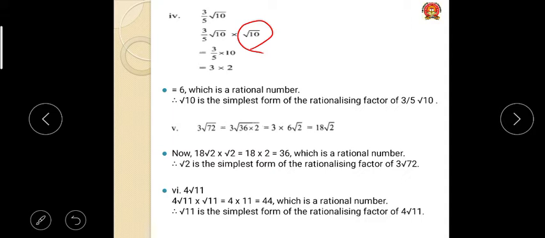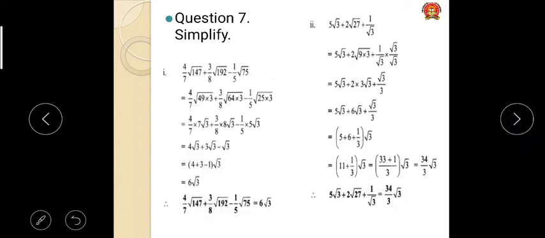11, there is no perfect square factor. Therefore, as it is we have to keep it, and we have to multiply it by root 11 for rationalizing this number. Therefore root 11 is the simplest form of the rationalizing factor. So don't be confused. All the questions are very simple, but you just have to remember.